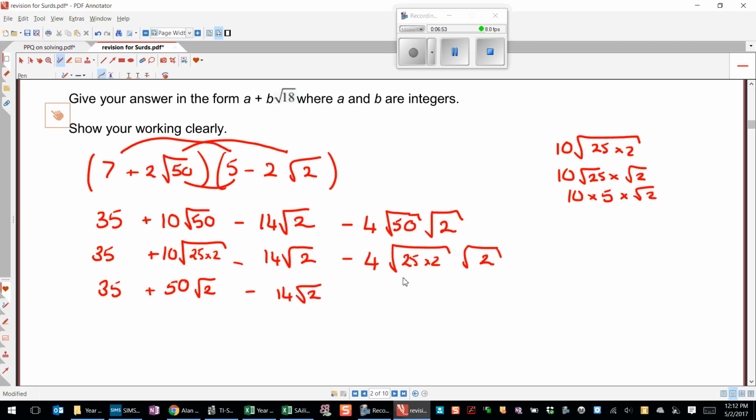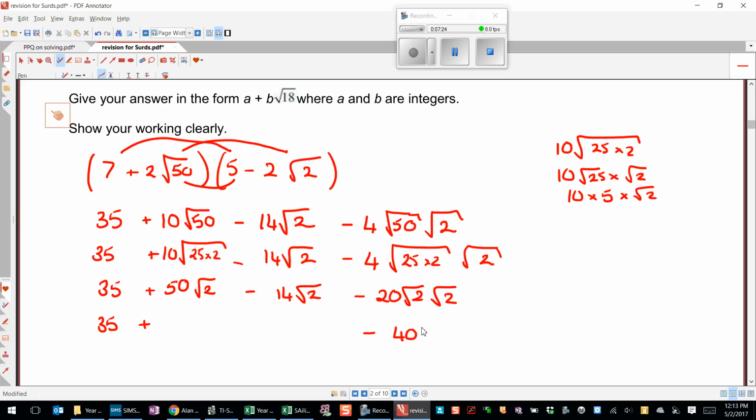And then I've got, again, minus 4 times this, which is also minus 20 root 2 root 2. However, root 2 times root 2 is 2. So we've got 35 plus, I'm just going to do minus 20 times 2, which is 40. We should have gone through this one slower.